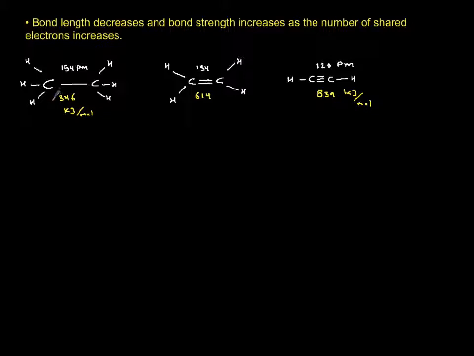The other thing is bond strength, which is the enthalpy of the bond, how much energy you need to break it. For a single carbon bond, it's 346. For a double carbon-carbon bond, it's 614. You need more energy to break it. And finally, for a triple bond, you need even more. So the shorter the bond, the stronger the bond. The more electrons you are sharing, the shorter and stronger the bond is.